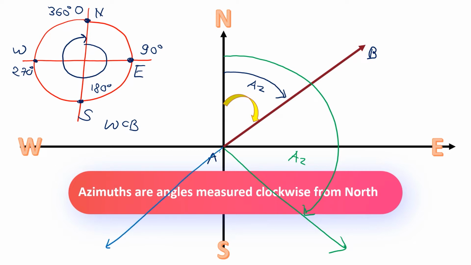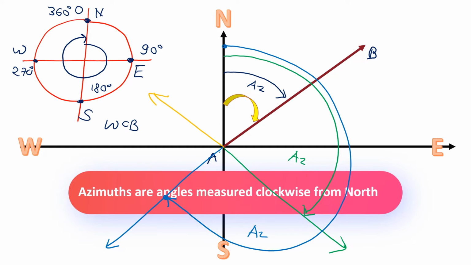So for this quadrant, the azimuth of this blue line would be the angle measured clockwise from the north. And you can see that I'm starting from the north and I'm ending right on this line. So this angle is the azimuth of this blue line. And lastly, for this orange line, drawing the angle measured clockwise from the north, this angle would be the azimuth of this orange line. So this is how we show the azimuth of the lines in the traverse.